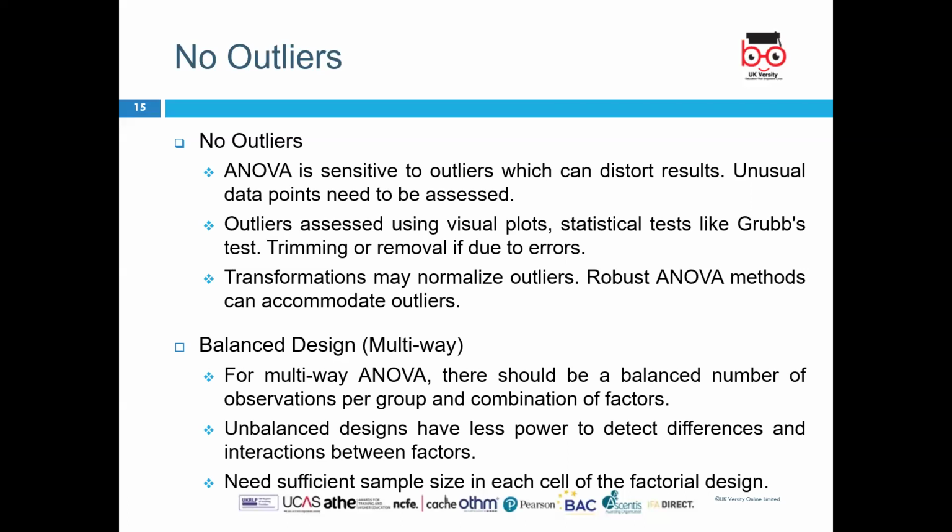Then we have balanced design, multi-way. When you're conducting multi-way ANOVA, there should be a balanced number of observations per group and combination of factors. Unbalanced designs can have less power to detect differences and interactions between factors. So this is basically applicable for multi-way ANOVA. And again, a sufficient sample size is needed in a multi-way ANOVA test. These are the key assumptions used in ANOVA.